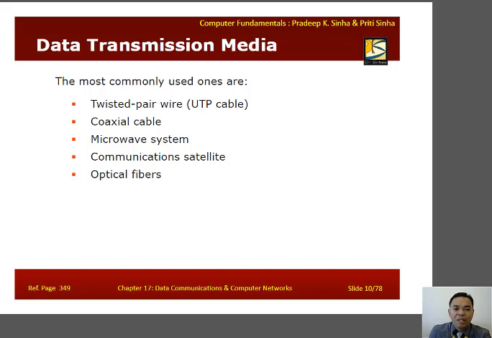Let's proceed. What are the data transmission media? We have first twisted pair wire or the unshielded twisted pair cable, and we have coaxial cable, microwave system, communication satellite, and optical fibers. Take note, we have two types of transmission media: wired and wireless. There are three wired transmission media: twisted pair, coaxial, and optical fiber. In the wireless, we have the microwave system and communication satellite.